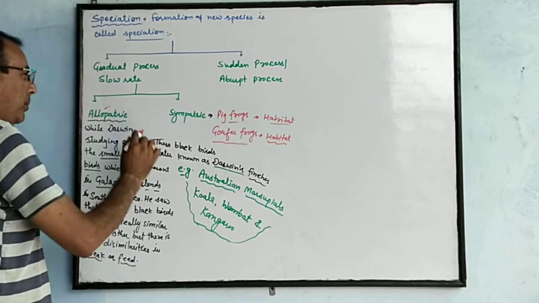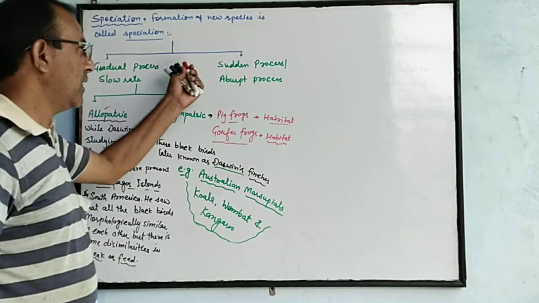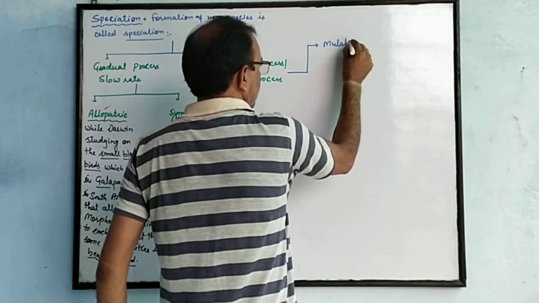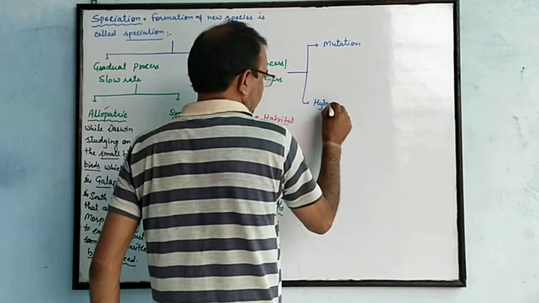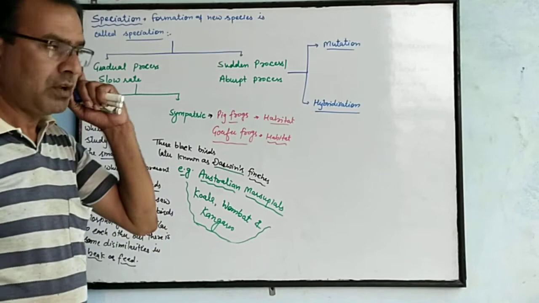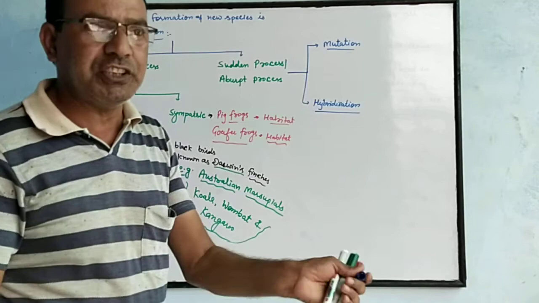The second process was the sudden or abrupt process. This process may occur on the basis of two types: one is mutation and the other is hybridization. This is the abrupt process of speciation. Abrupt process means there is a sudden change in the genes or chromosomes of the organism.